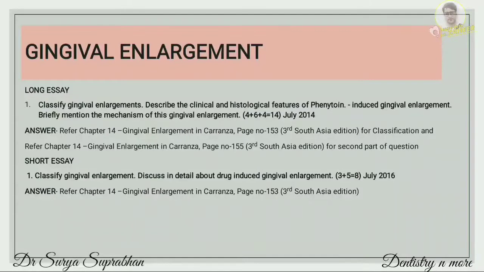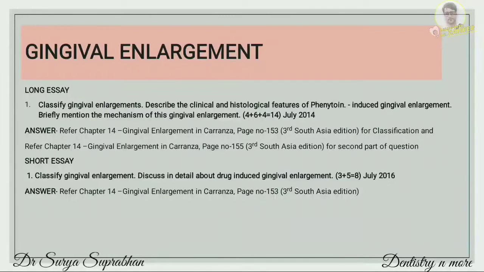Coming to the next chapter, that is gingival enlargement. The first question is classify gingival enlargement, describe the clinical and histological features of phenytoin-induced gingival enlargement and mention the mechanism. And the next question is classify gingival enlargement and discuss in detail about the drug-induced gingival enlargement. For both the questions you have to refer the chapter gingival enlargement, page number 153. Whereas for the second part of the question, that is the clinical and histological features of phenytoin-induced gingival enlargement, you have to refer page number 155.